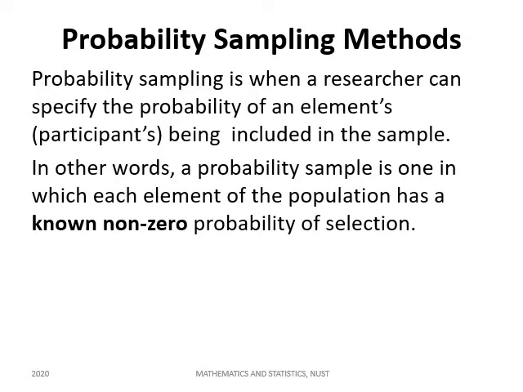Okay, now with probability sampling, every element in the population has a known non-zero probability of selection. So nobody has a zero chance of being selected. When somebody or some item has zero chance of being selected, it means it is impossible for them to be part of our population. But in probability sampling, there is no such person or element. Everybody has a chance of being part of the sample.